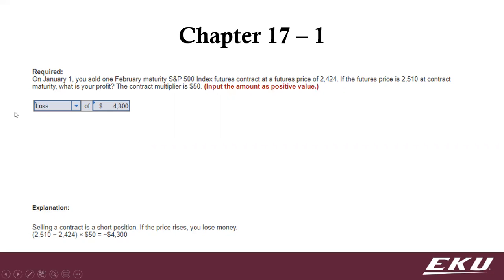And so in this one, you go short. I just want you to understand that being short, well, it says here even that you sold it. So yeah, it goes up, you lose money. So how much do you lose with the multiplier of 50? That's the change in the contract price, 24.24 to 25.10.